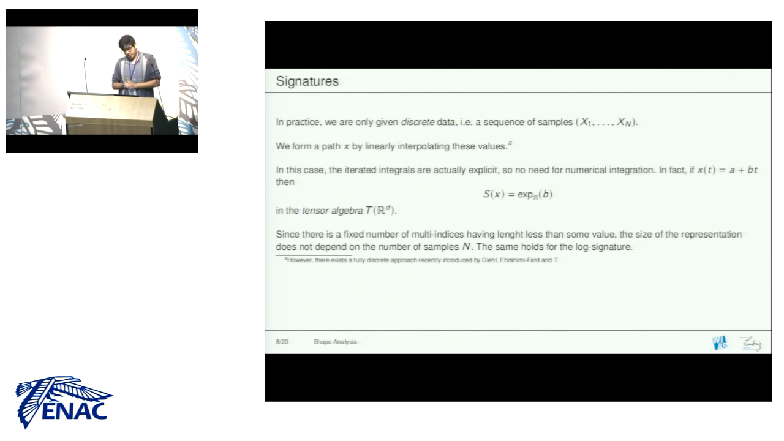So one advantage of this representation is that if I truncate at a certain level, I have a fixed number of multi-indices, so the size of this signature representation doesn't depend on the number of samples. I could have a million or 10 million samples, and when I compute the signature, I project it to a finite dimensional space of fixed dimension, no matter how large this big N is. So it's really space efficient. You can know from the beginning how much space you need to compute this, and once you compute the signature, you can essentially throw away your original path, so there's no need to store it. It's a fixed amount of numbers, the same independent of N. And the same holds for the log signature.